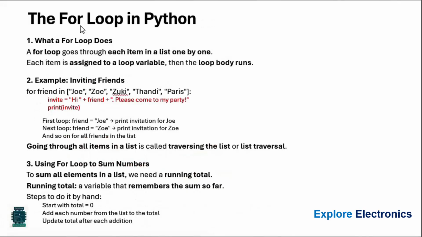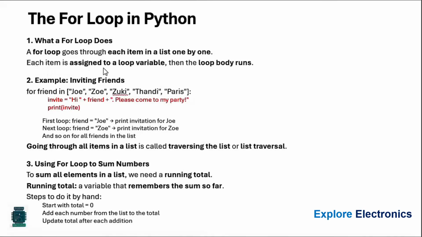Let us see the for loop once again with a small example. A for loop goes through each item in a list one by one. Here I have a list of items. It will go through each and every item one by one. Let us see in the example.